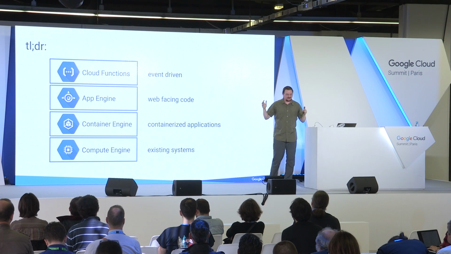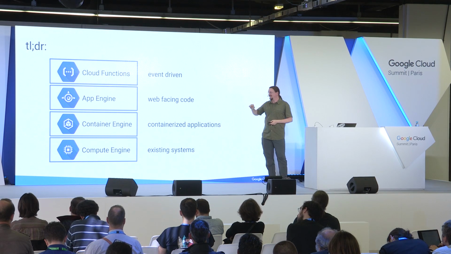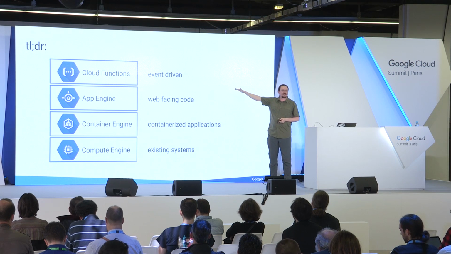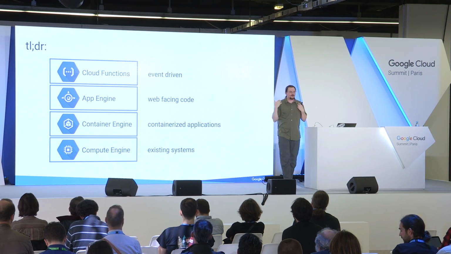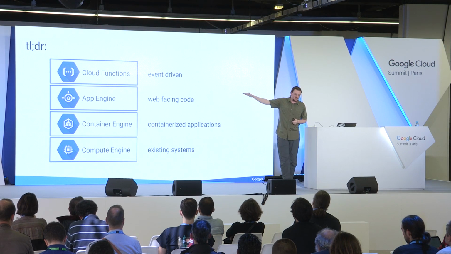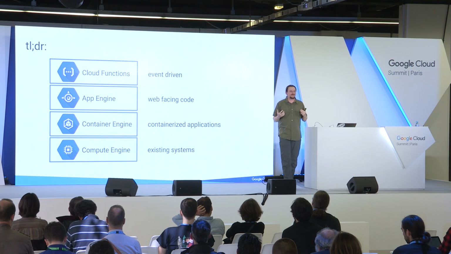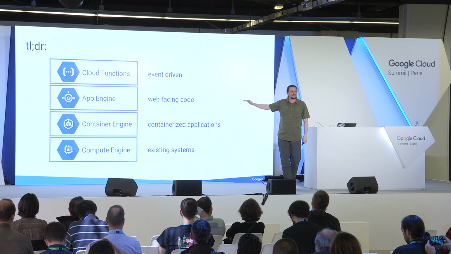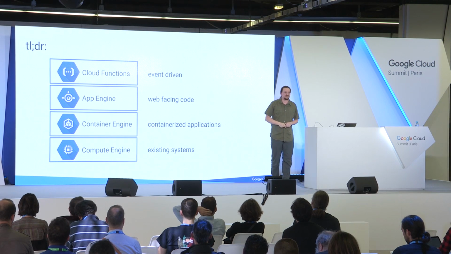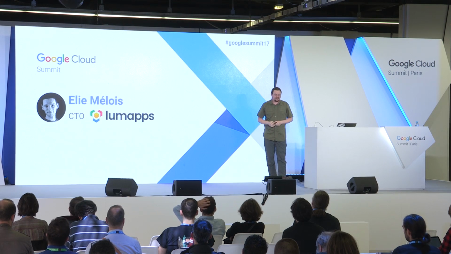OK, so back to the very beginning. If you've got an event-driven problem, start at Cloud Functions. If you are starting a new thing and you know you're going to be on the web, start with App Engine. If you're all in on containers, Kubernetes, Container Engine. And if you have an existing system, you should probably start looking at Compute Engine. And that is the core of that.